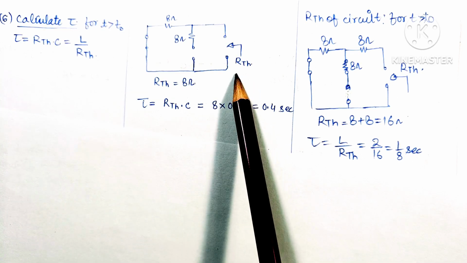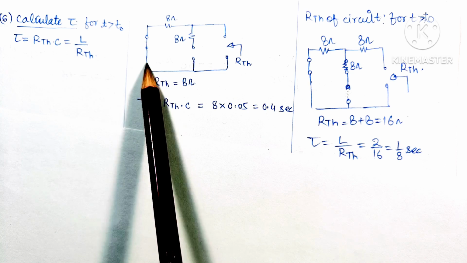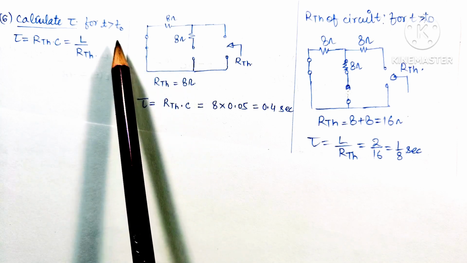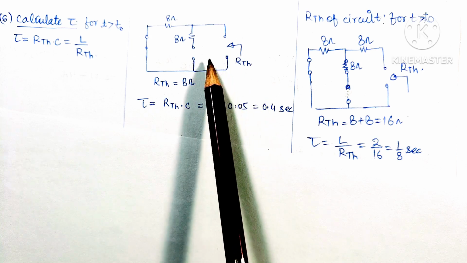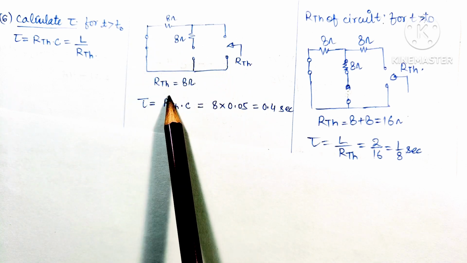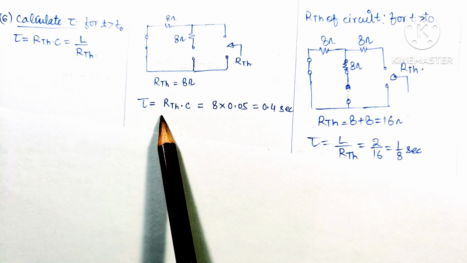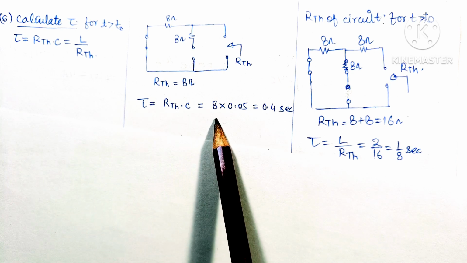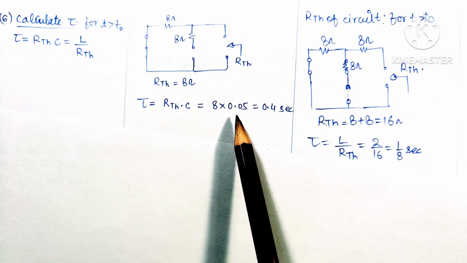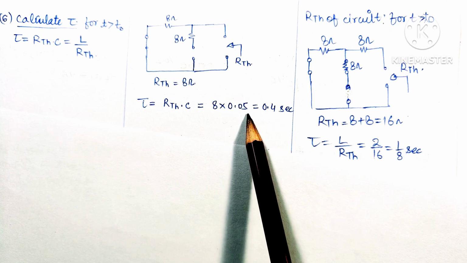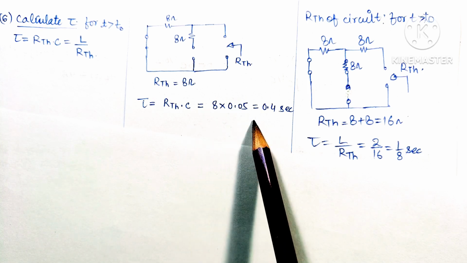So for the capacitor circuit which was given in the question, we will find out Rth of the circuit. For the calculation of Rth, we have short circuited this voltage source, and for t greater than 1.5 second, this switch will be open. So if we calculate Rth of the circuit, then the equivalent resistance of this circuit will be equal to 8 ohm. So tau can be calculated as Rth into C, that will be equal to 8 into 0.05 farad. The capacitance value is given in the question, that is 0.05 farad. After calculation, we can find out tau is equal to 0.4 second.